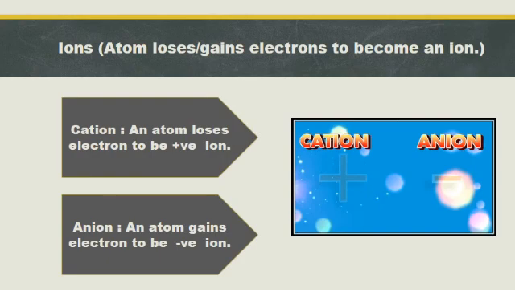Next question is about ions. An atom loses or gains electrons to become an ion. If an atom loses an electron, it will be a positive ion, and its name is cation. And if the atom gains an electron, it will become a negative ion, and it is named an anion.